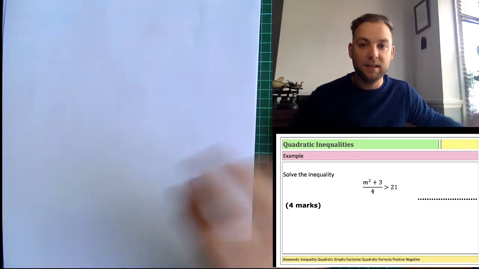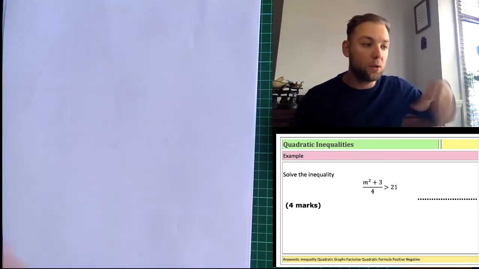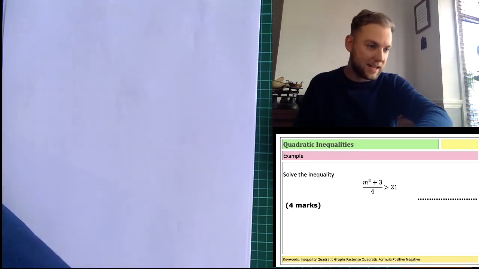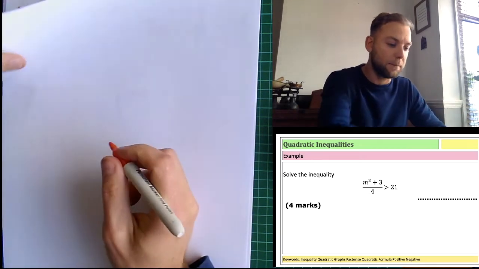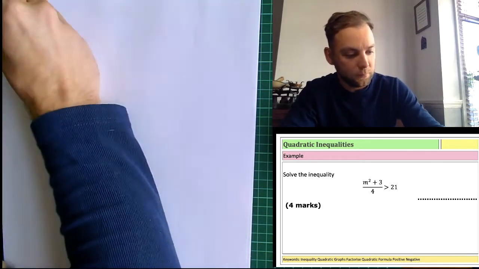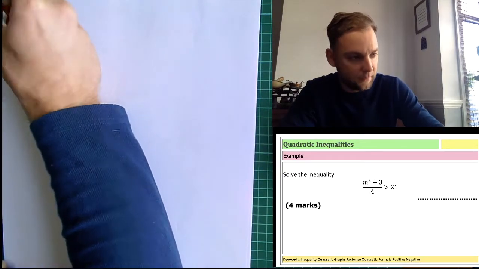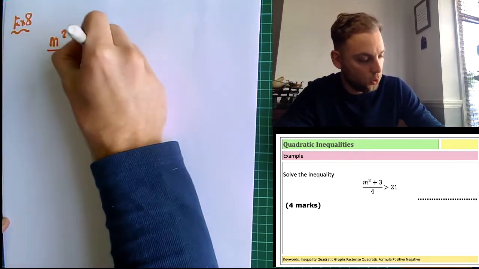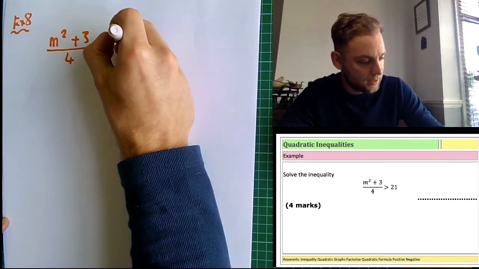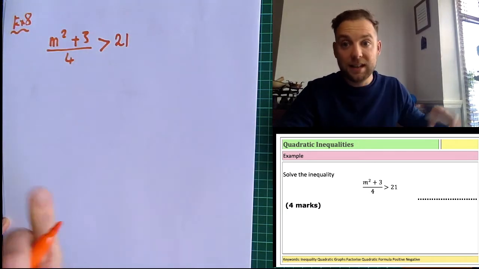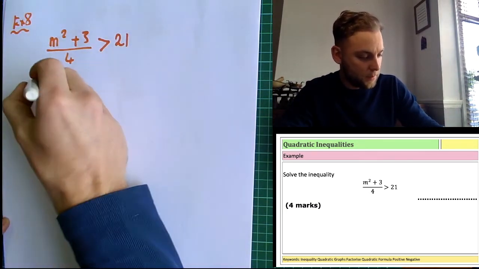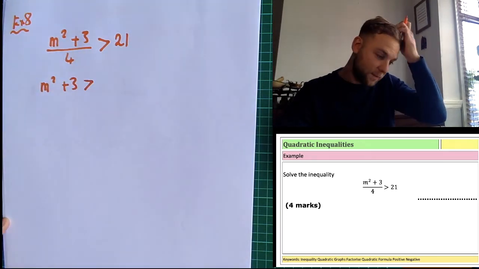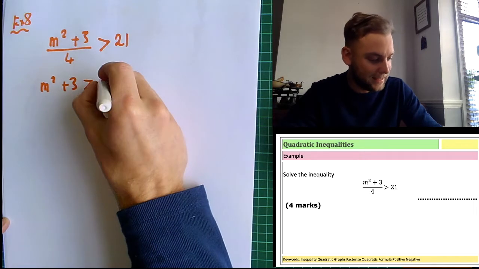Now, the best way to do this is not by solving it, working backwards, and then square rooting it at the end, because you're going to get it wrong that way. Let's have a look at this one together. So this one here is example 8 now. Example 8. So I've got m squared plus 3 all over 4 is greater than 21. Now you do need to times up by the 4, which is going to be m squared plus 3 is greater than 4 times 21 is equal to 84.